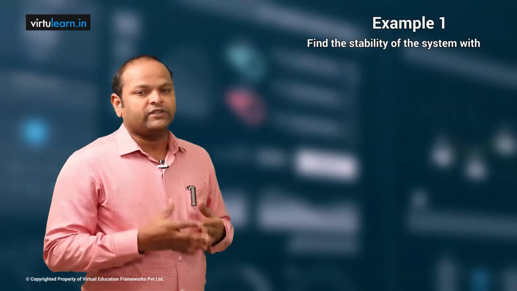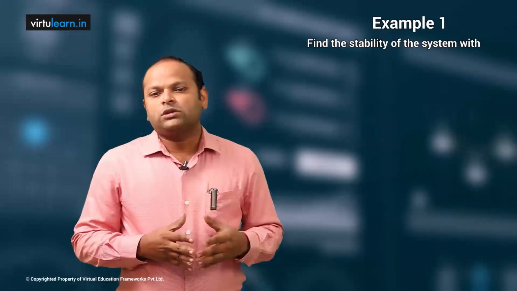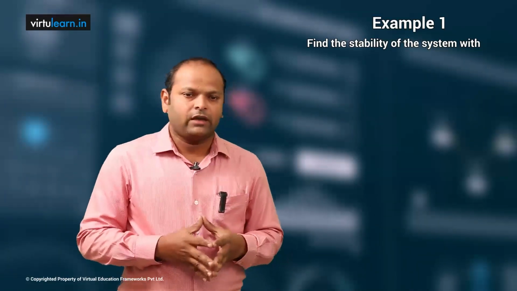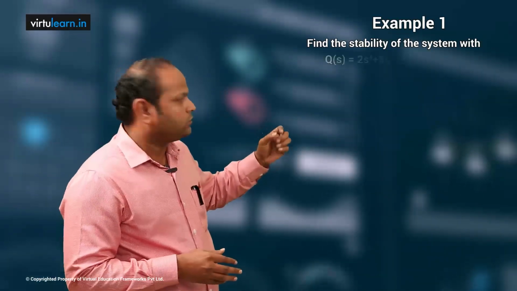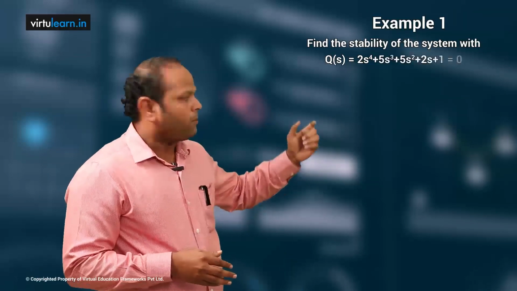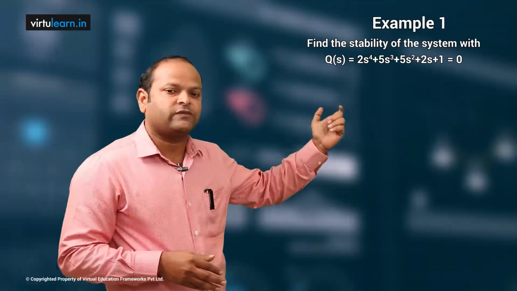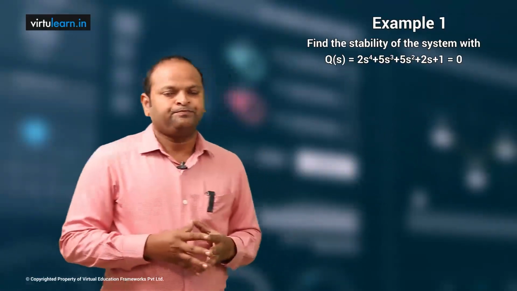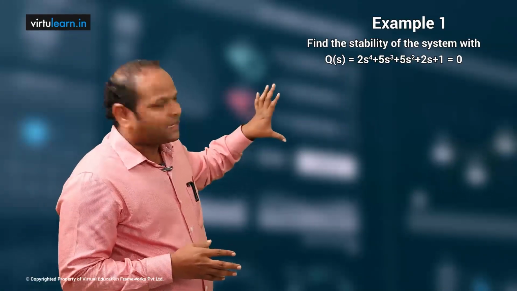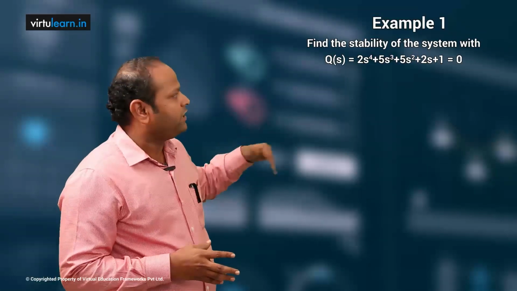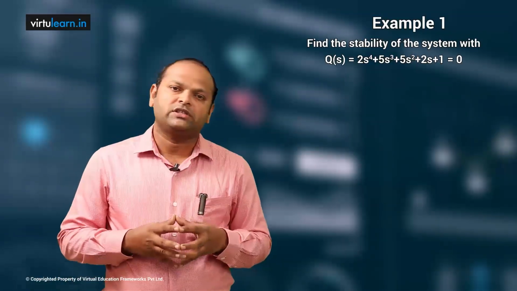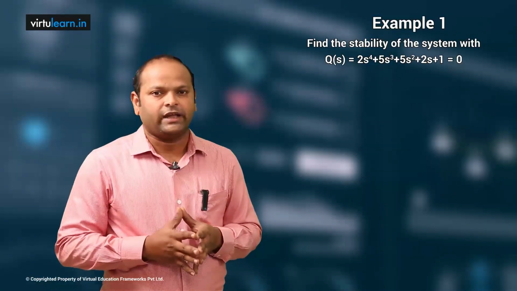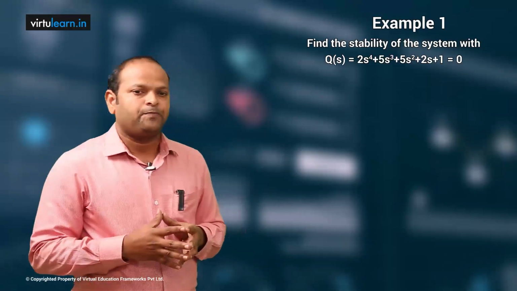Find the stability of the system whose characteristic equation is given by Q of S is equal to 2s power 4 plus 5s cube plus 5s square plus 2s plus 1. So this is the characteristic equation of the system. We need to find the stability of the system using RH criteria, Routh-Hurwitz criteria.